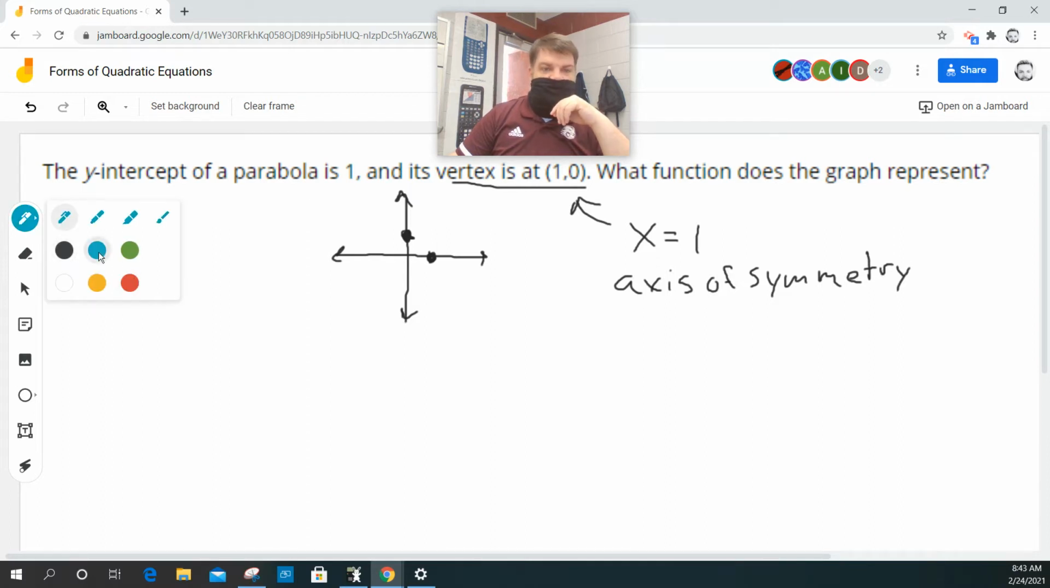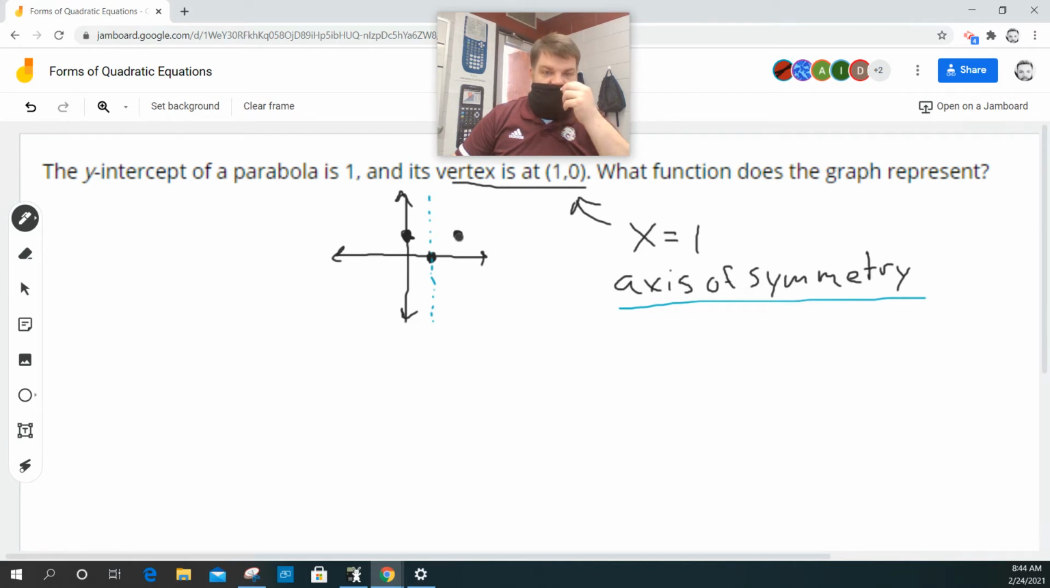So the line of symmetry is a vertical line that passes through the vertex. So now what that means is if I have a dot that's one space away from the line of symmetry, I also have another dot that's one space away on the other side of the line of symmetry.